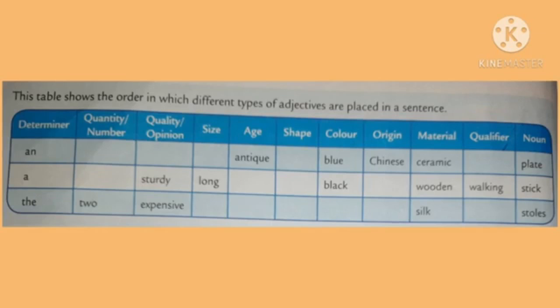Next, purpose or qualifier. What purpose is used for? Example, sleeping or walking or for flower. That is purpose or qualifier. And then noun. First one, determiner. Second, quantity or number. Third, quality or opinion. Fourth, size. Fifth, age. Sixth, shape. Seventh, color. Eighth, origin. Ninth, material. Tenth, purpose or qualifier. Last, we write noun.